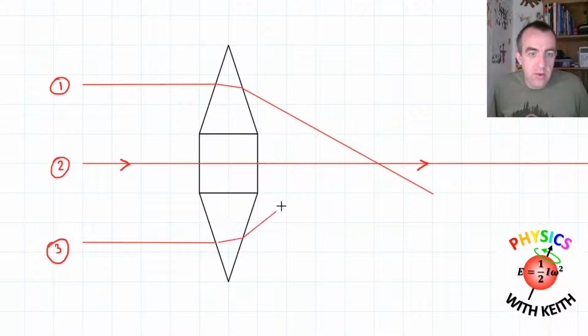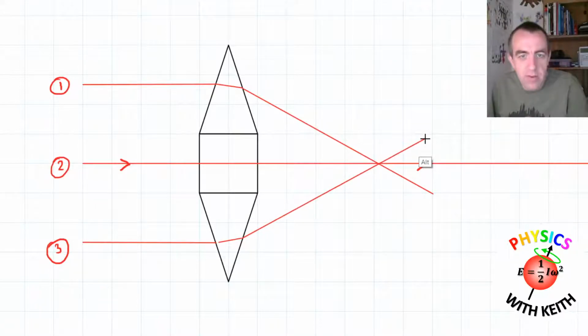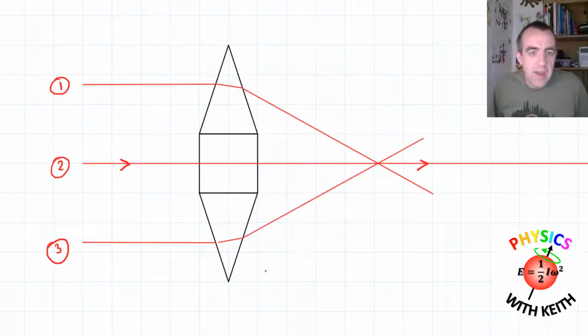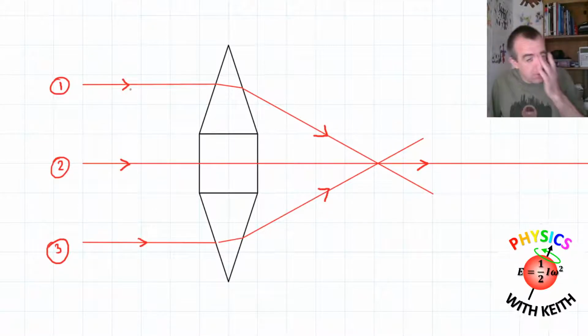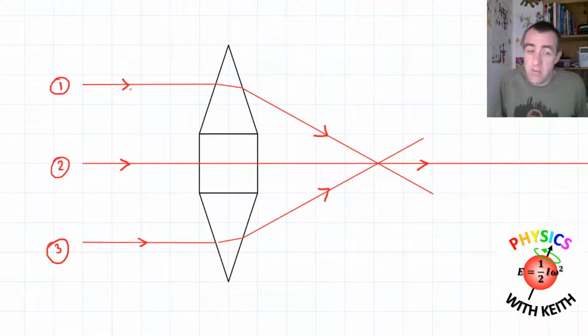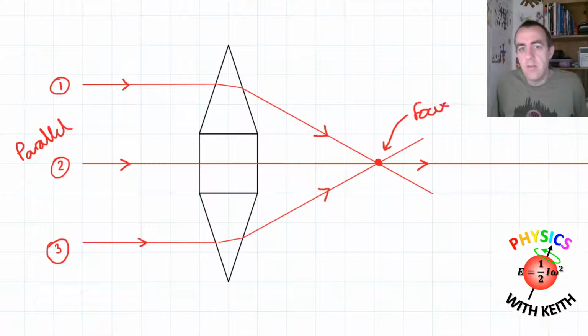It's got snap to grid turned on. That's why I'm finding it frustrating. And you're going to end up with something looking like this. Now that, if anyone knows anything about lenses, should look a little bit familiar, because that's sort of what a ray diagram would look like for a lens. Your rays that come in parallel are now focused at a single point, which you can call the focal point.